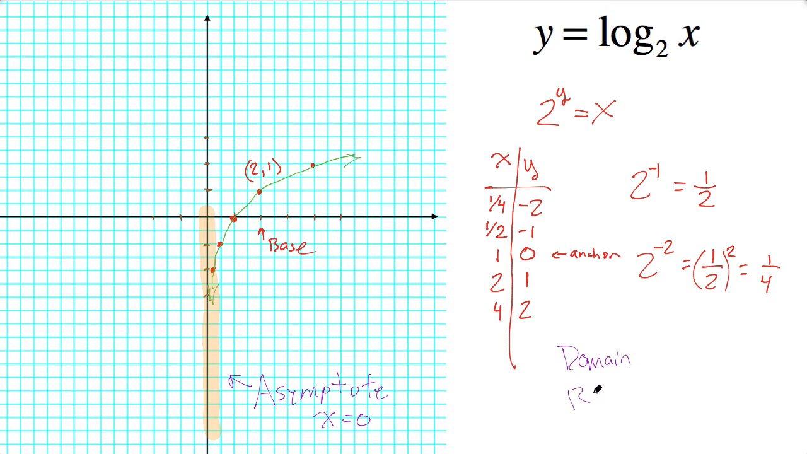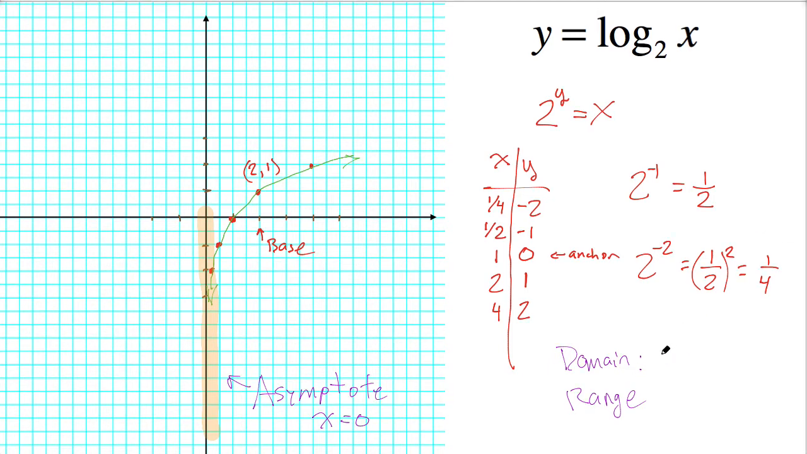So our domain, our legal x values. Well, if you take a look at the legal x values, again, we cannot take a logarithm of a negative. We also cannot take a logarithm of 0. If you look at this function right here, there's no value of y that's going to cause this expression to equal 0. So our domain is going to be x is greater than 0. X must be greater than 0. Not equal to, must be greater than 0.